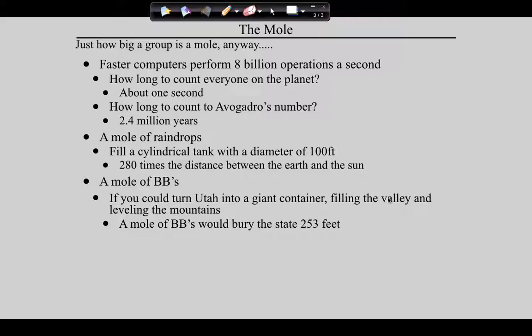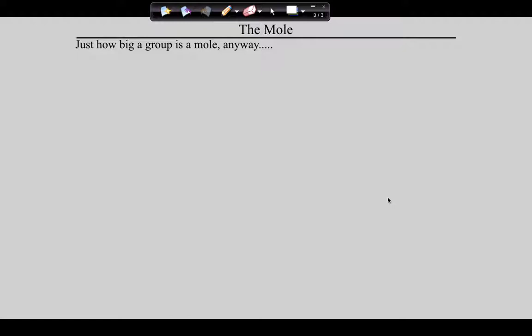Guys, a mole of, right, 253 feet deep. So guys, let's do this. For our last example, let's bring this back to the world of chemistry. Guys, what about this? What about a mole of carbon atoms? Again, if we have 12 carbon atoms, what do we call that? 12 is a dozen. So if we have a mole, how many do we have? 602 septillion. Guys, how big is that gonna be?